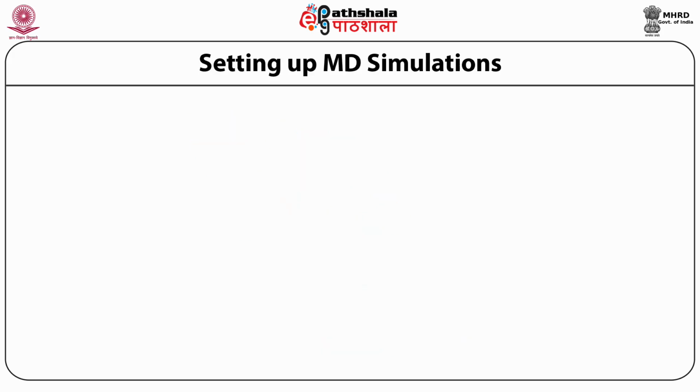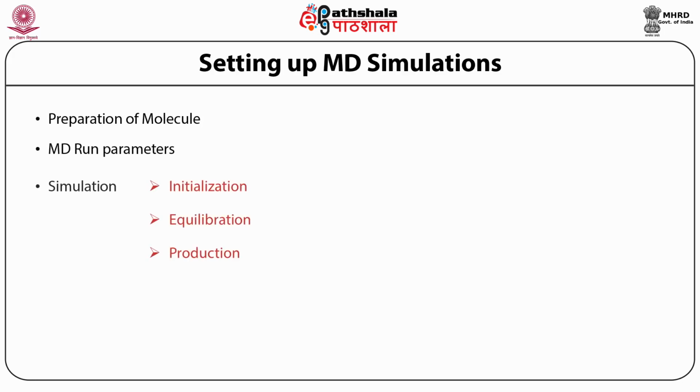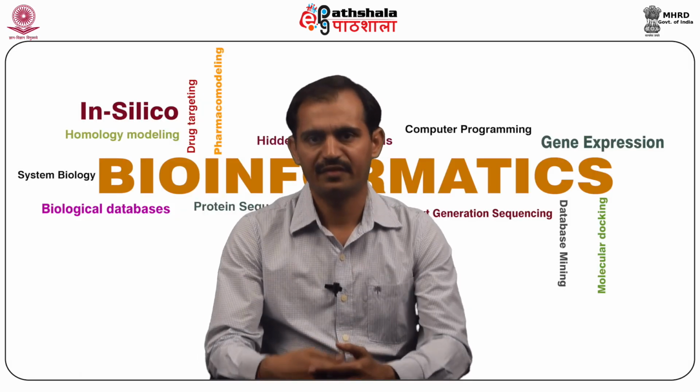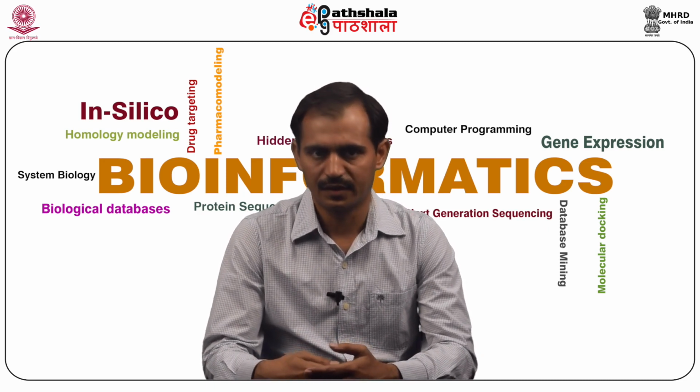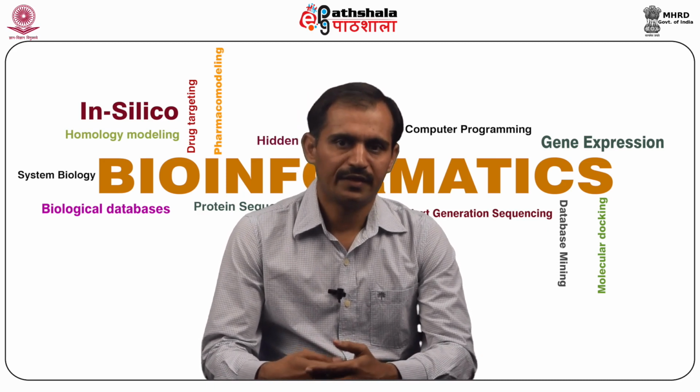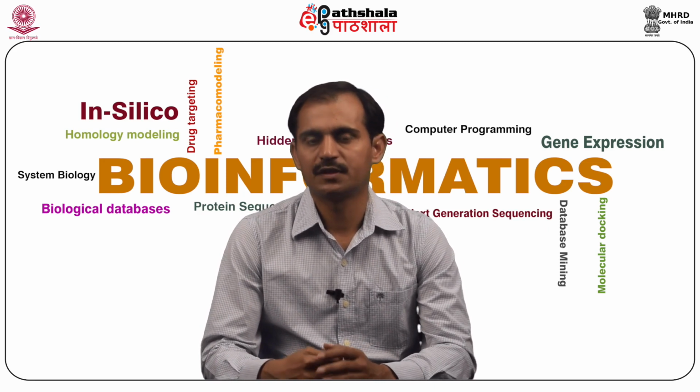Setting up MD simulations. These are the steps which have to be followed for simulations of a molecule: preparation of the molecule, then setting up the MD run parameters, followed by simulations in 3 stages, and finally the analysis of the resulting trajectory. As we have seen in the previous module how to set up an MD simulation run, first we need to prepare the molecule which has to be simulated.